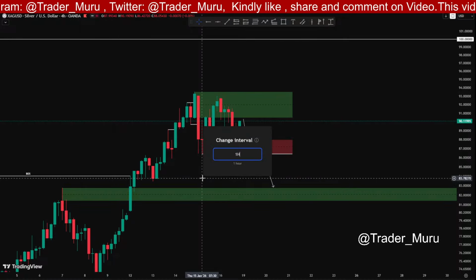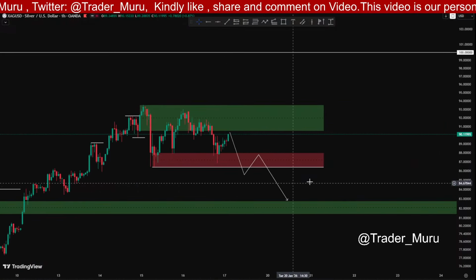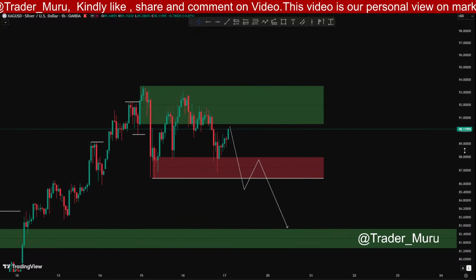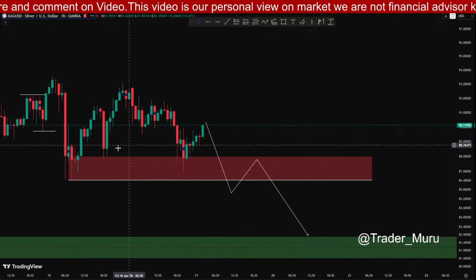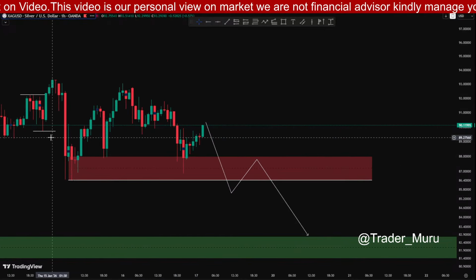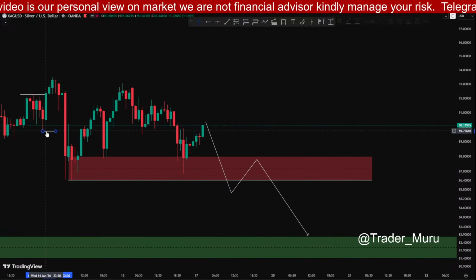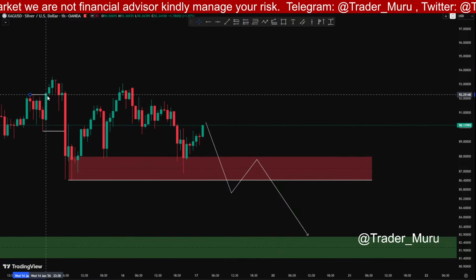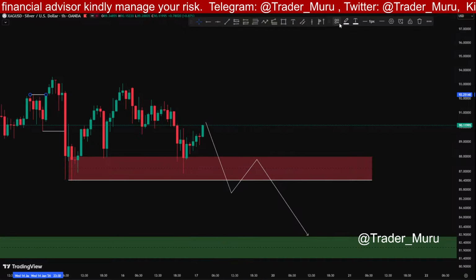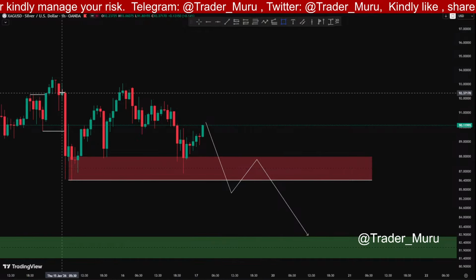Now let's see 1 hour. The 1 hour is quite bearish here. As you can see, this was just a retracement. After the retracement, this was our breakout structure. Then this is change of character. This is order block test.